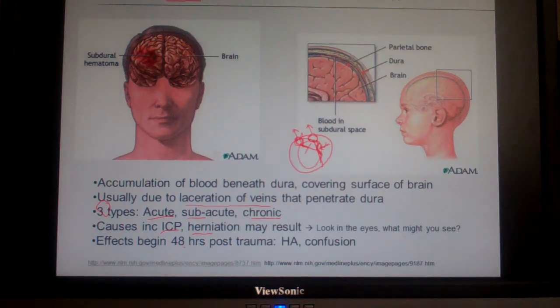Okay, so the effects, again, headache, confusion, that sort of thing, and depending on which one we're talking about, it says effects begin 48 hours post-trauma. Again, you may not notice the clinical effects depending on whether it's chronic, subacute, or acute. But acute is very fast. Subacute is probably more 48 hours-ish to a week or so, and chronic is maybe many weeks to months, where you can actually see the major clinical manifestations.